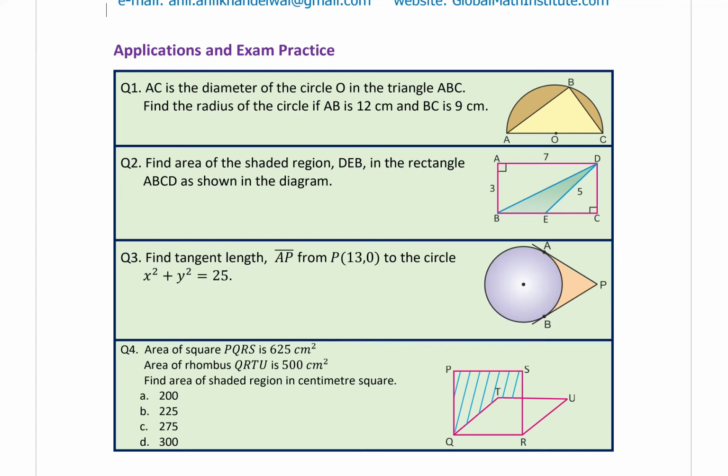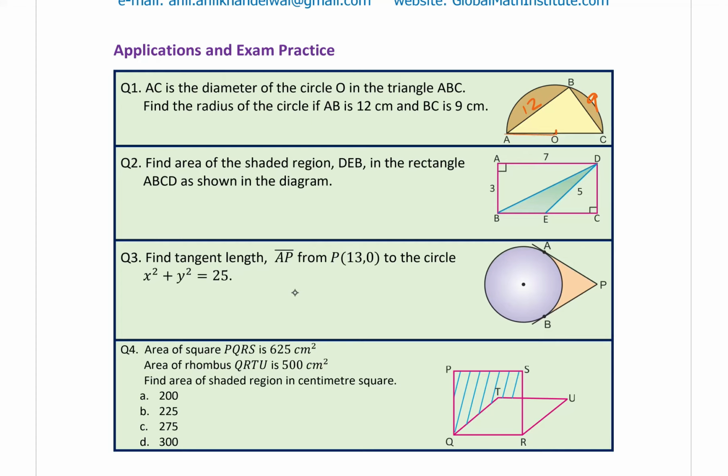AC is the diameter of the circle O in the triangle ABC. So here you see the triangle ABC. AC is also the diameter of the circle. Do you understand? So it is a semicircle. Find the radius of the circle if AB is 12 and BC is 9. So we are given the dimensions, and here we are saying this is 12 and that one is 9. Is that clear? Now we need to find R. R is half of the diameter. That's the question for you.